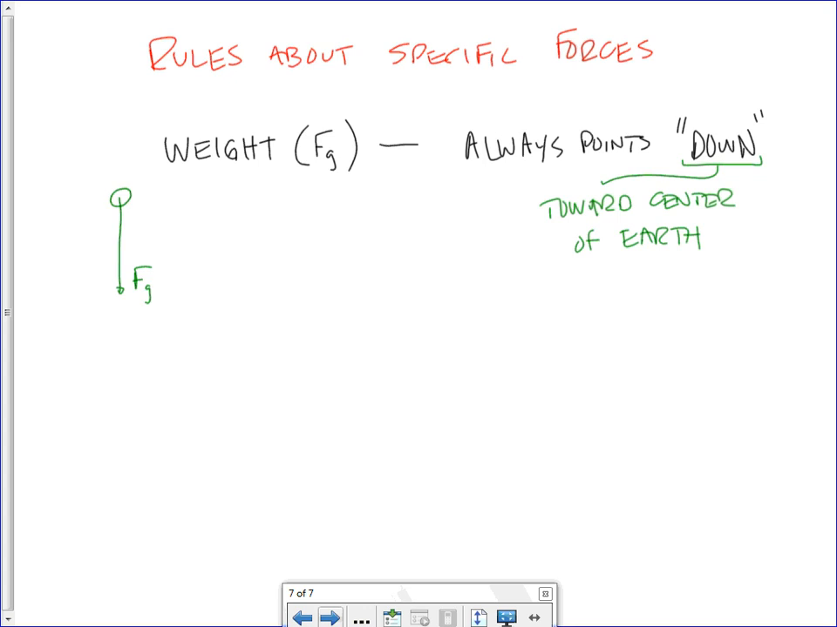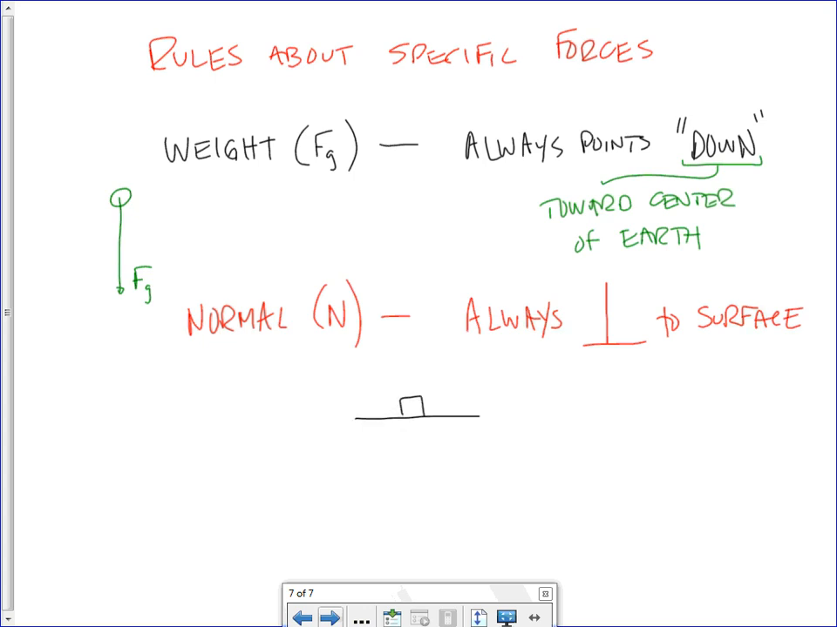Applied forces can be in any direction you want. You can push an object any direction you want. Okay? Normal forces, not N for newtons, N for normal, are always perpendicular to surfaces. All right, so like we showed a little bit ago, here's a surface. Here's an object on the surface. The normal force points like that. Okay? Here's me leaning up against the wall.